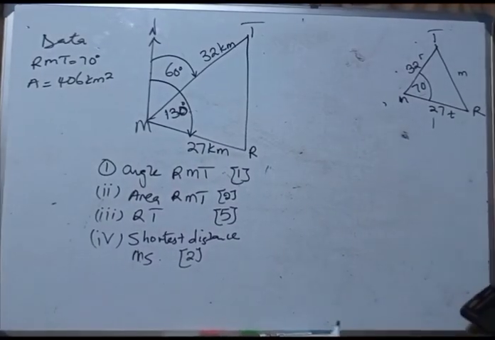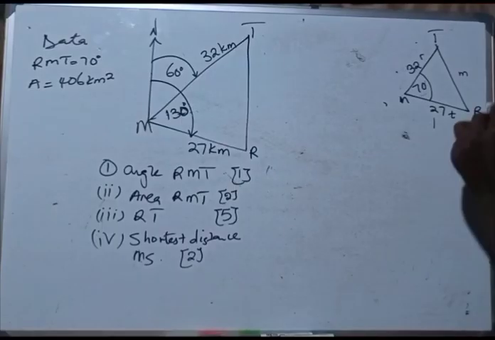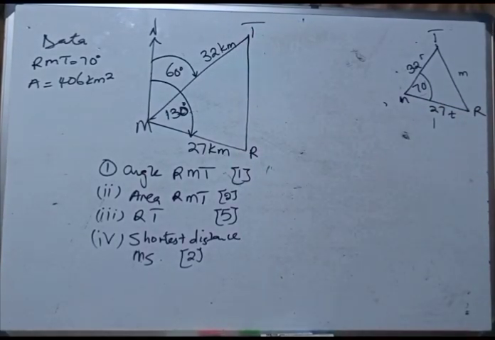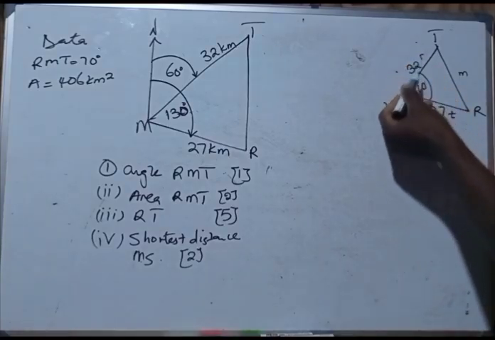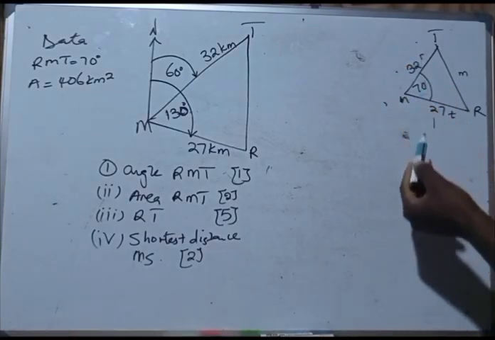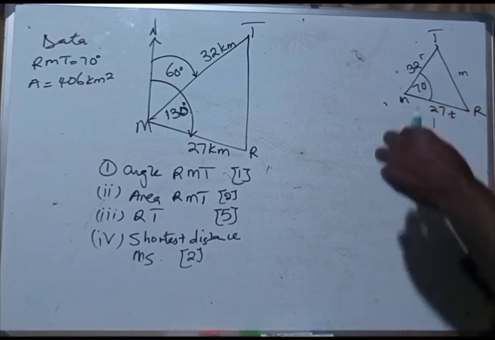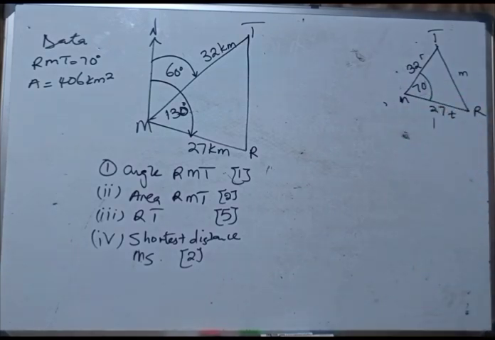To find the RT, where is RT? It is this side or this side. So to find the RT, we are going to use, because we have been given two sides. Two sides are known. Then we have included the angle. And the side we are finding is opposite to the angle given. So we are going to use the cosine law when finding the side.